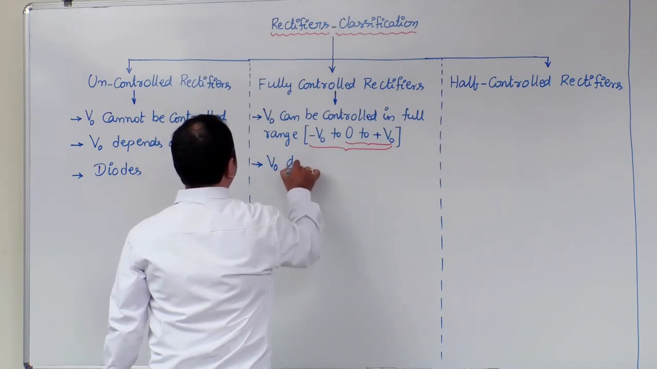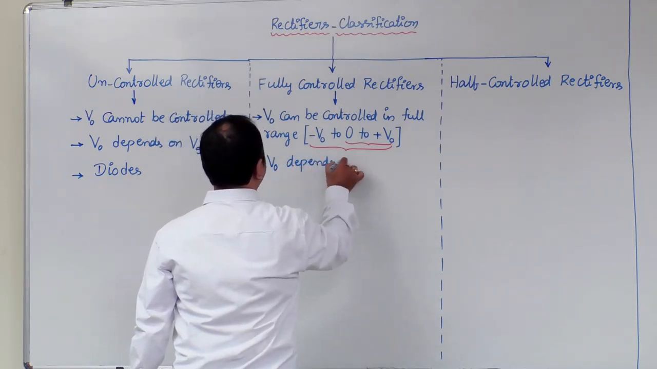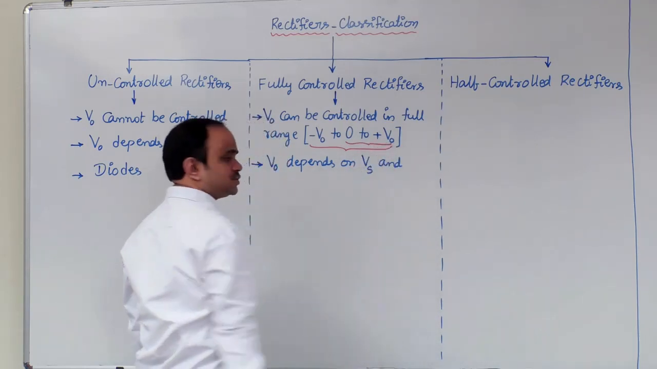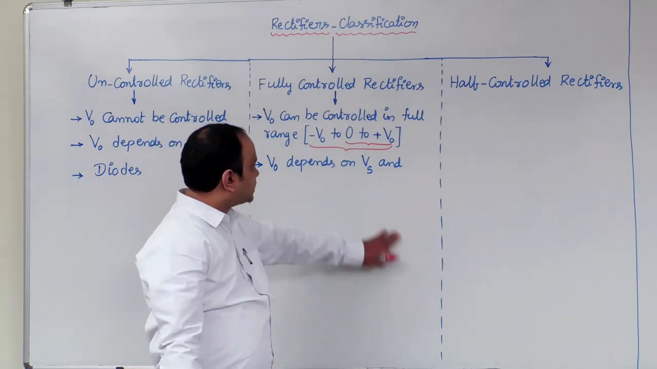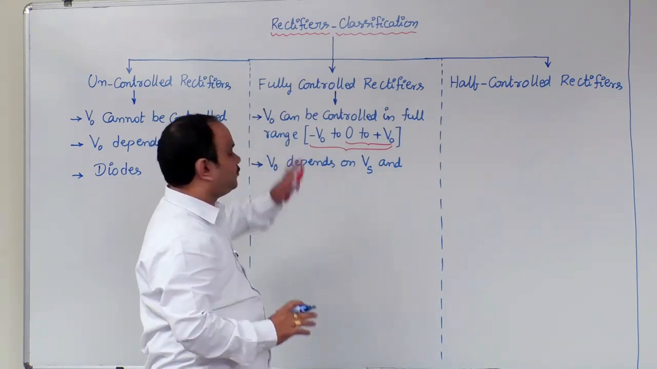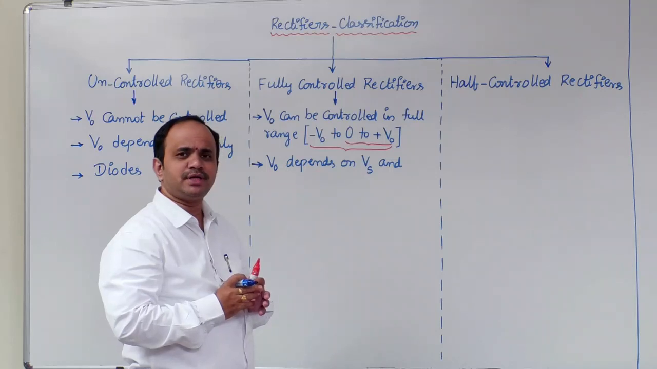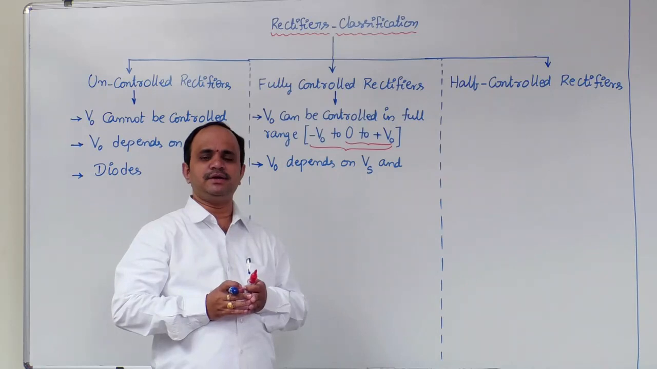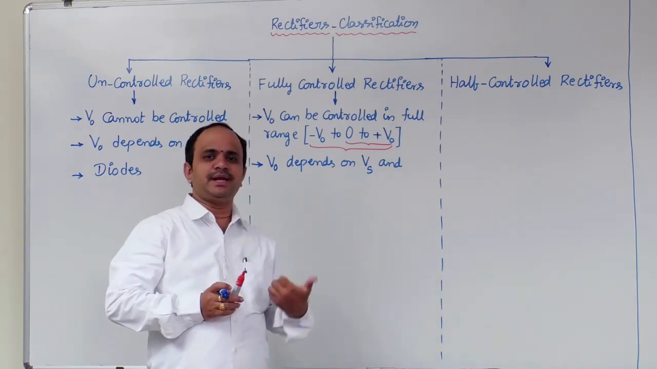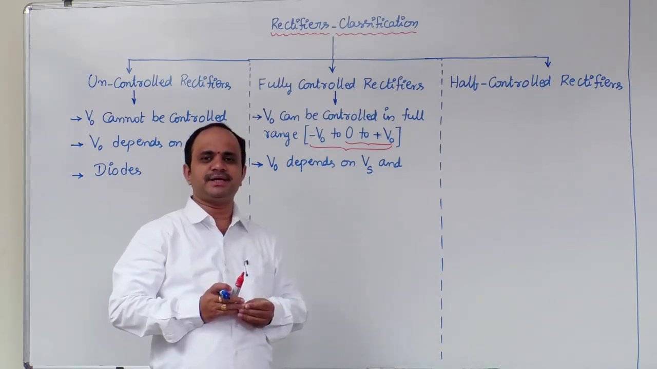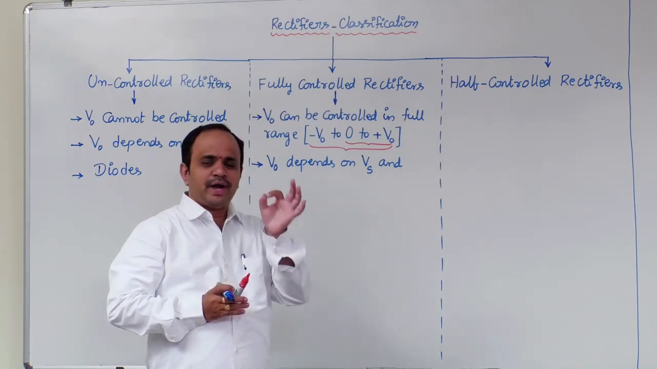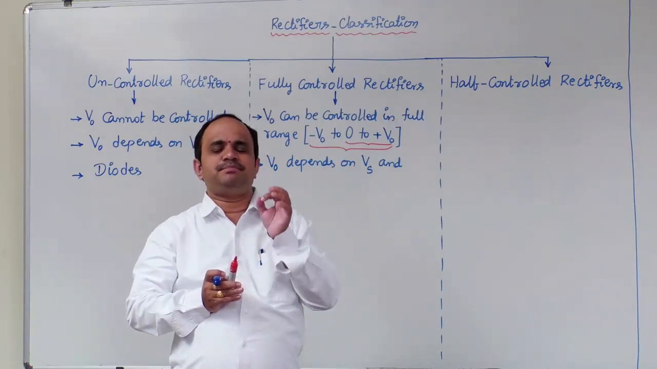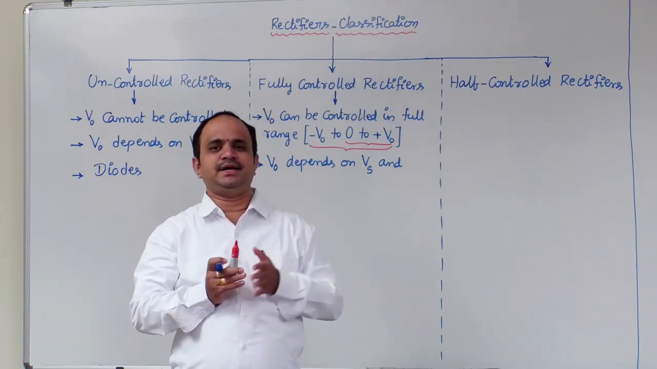V naught depends on one aspect, the source voltage, no doubt about it. Next, another point is control features. How can you get a controlled feature? Obviously by using a controlled switch or controlled power semiconductor device. Now if you recollect from the earlier basics and power semiconductor devices analysis, at one particular stage we told that for AC circuits the most preferable device is an SCR or a thyristor.